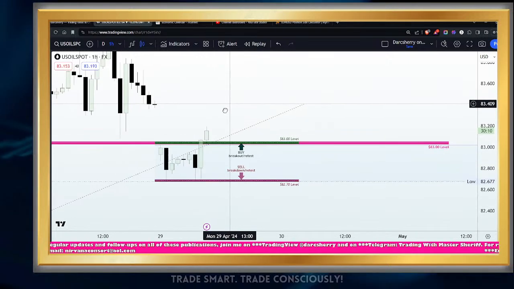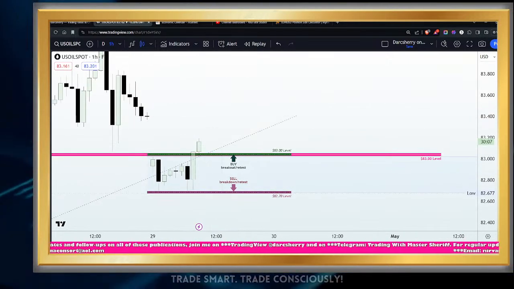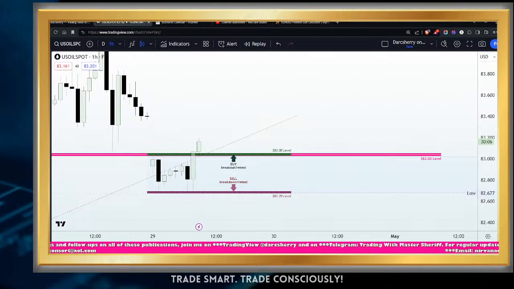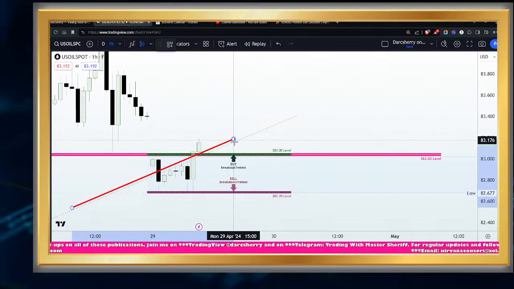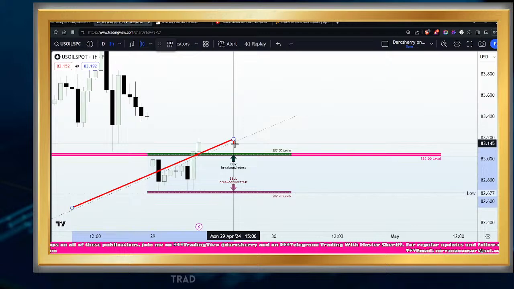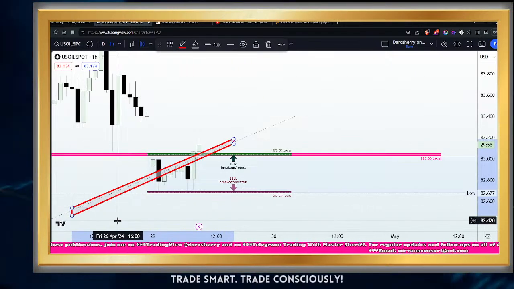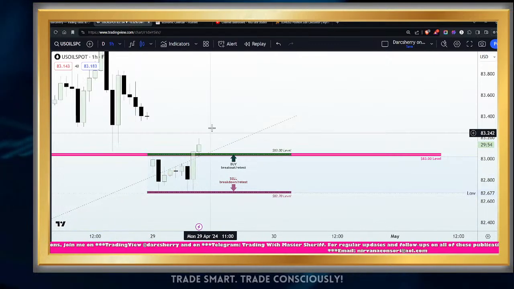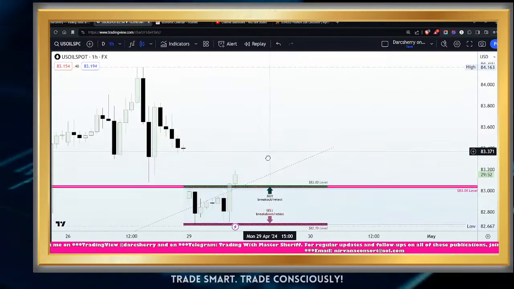So at this point in time, we maintain a bullish bias. Price is sitting above the ascending trend line and of course sitting above the key level, all of which is looking bullish for us as at this morning. So let's see how far this bullish momentum will go today.